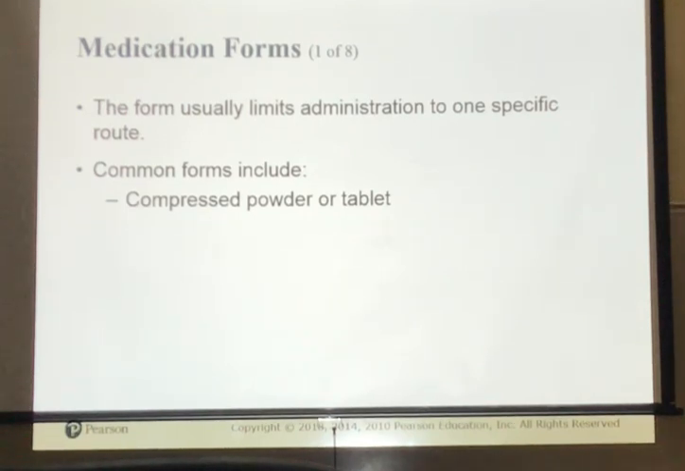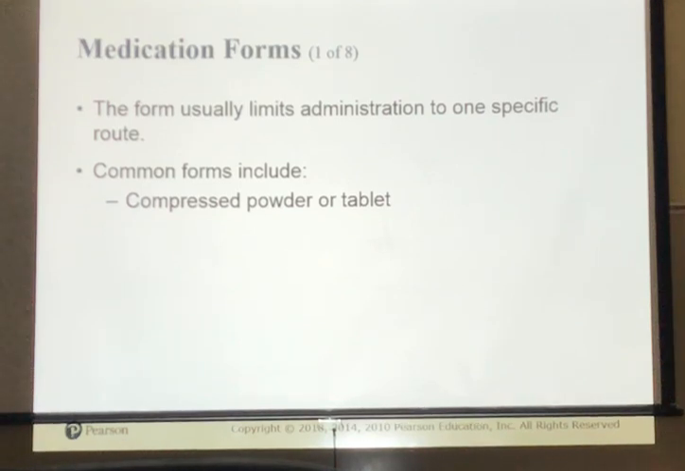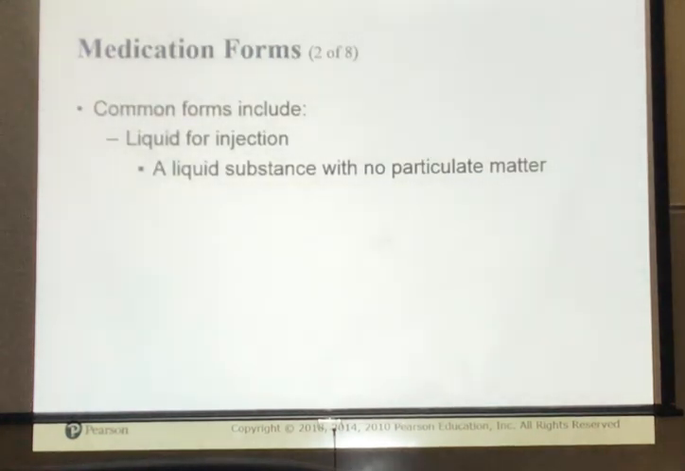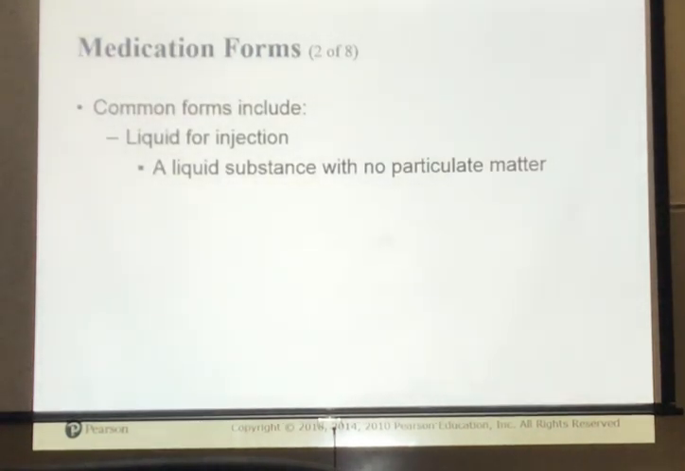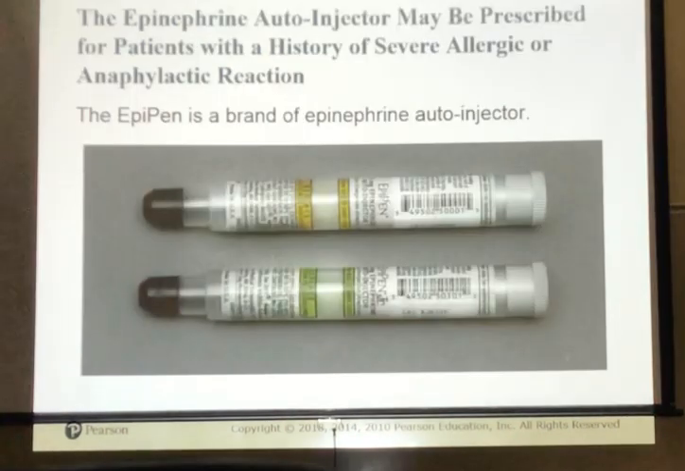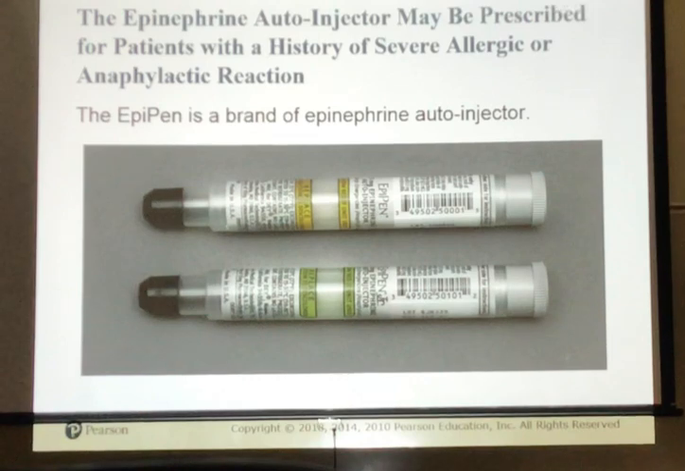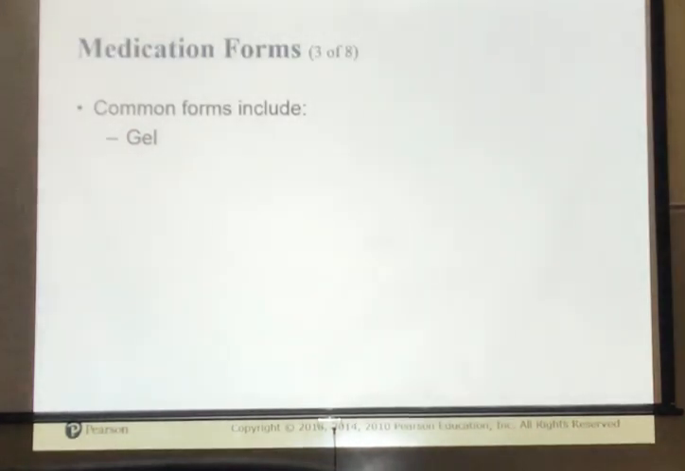Alright, forms, a tablet. It's a compressed powder that is shaped into a small disc or elongated shape. It's going to be your aspirin, nitroglycerin. Alright, liquid for injection, a liquid substance with no particulate matter, because epinephrine is injected into the muscle. It's in a liquid form. Alright, Narcan is in a liquid form that can be administered intranasally with a mat or using a Narcan nasal spray.